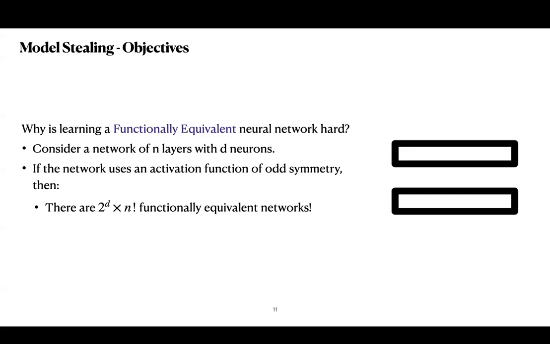Since there are many, shouldn't the title here be 'not so hard'? Because there are many and you can find one. So let's make it simpler. Based on query access to a model, can you end up with the same weights as the model behind the API?